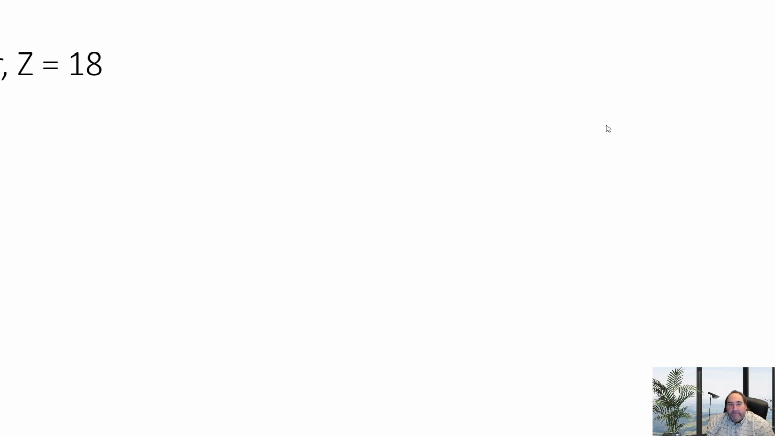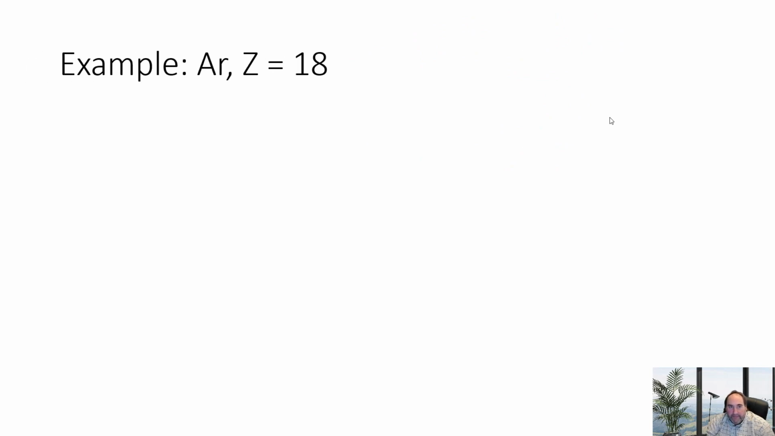Let's take a look at argon. So why don't you take a moment and write the electron configuration for argon.